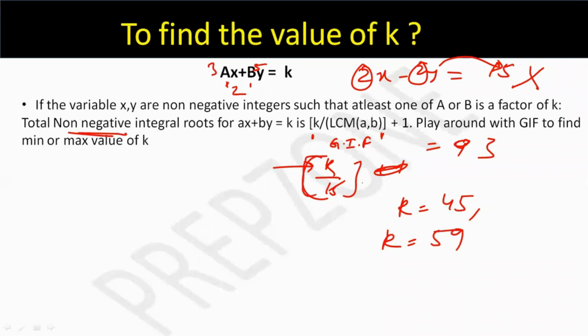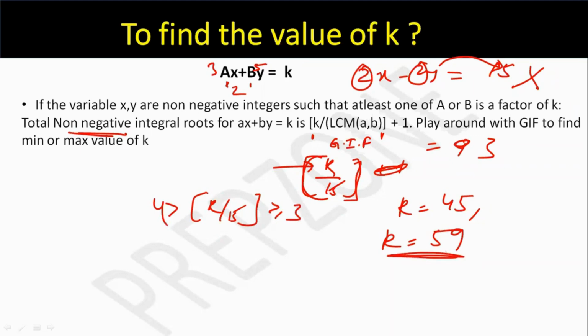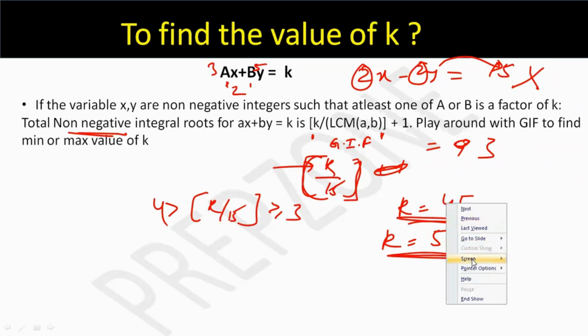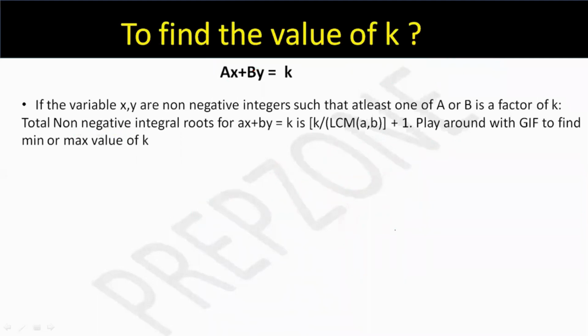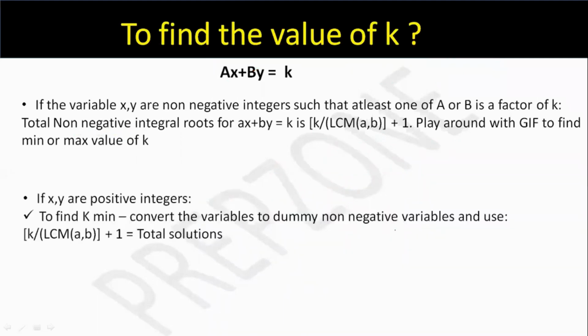Because this is a greatest integer function. I hope you guys understand, the greatest integer value will be 3 when k by 15 is greater than or equal to 3 and less than 4, which means k has to be less than 60. So maximum value of k can be 59 and minimum value of k can be 45. Clear? So this is how you apply. Just focus on the application for now.